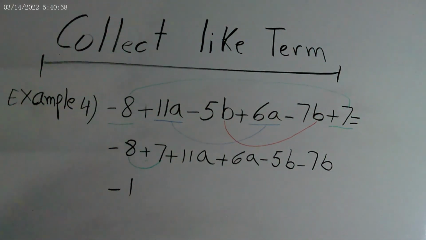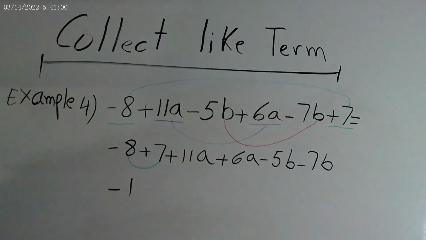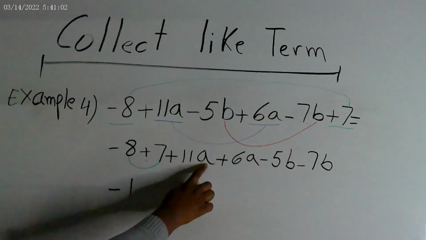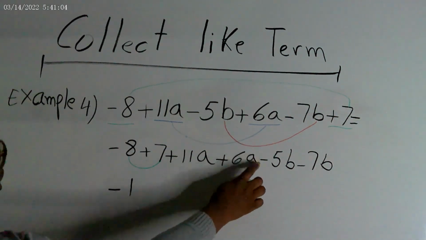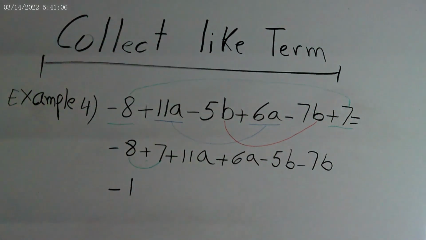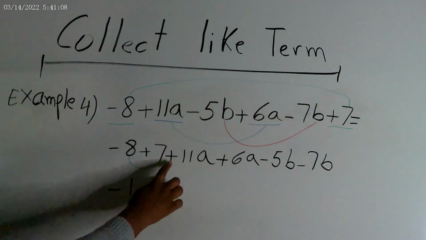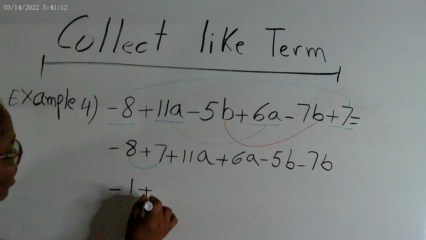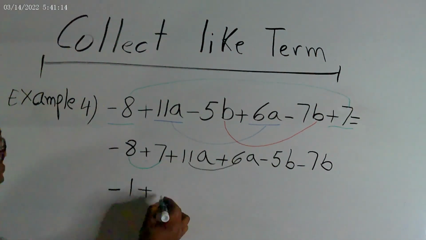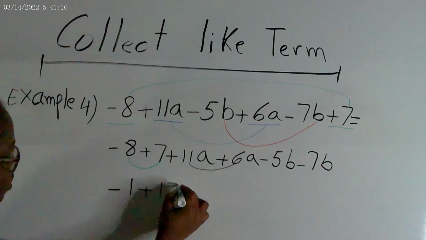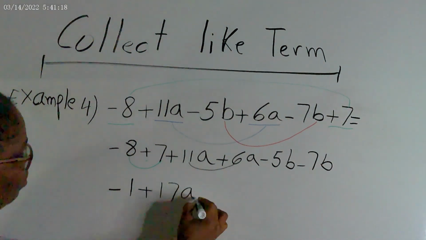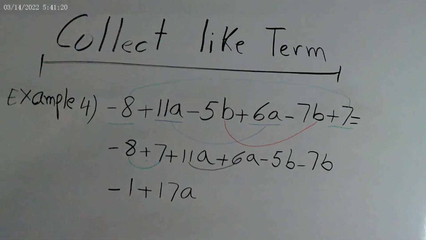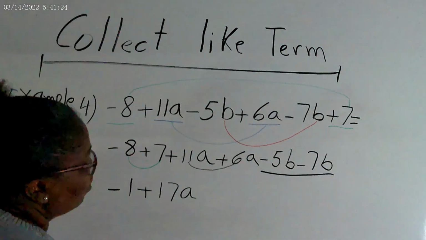Okay, now we are going to do this too. Plus 11a plus 6a, you're going to add them because they are the same sign. Plus, plus. Okay? 11 plus 6 gives you 17. And you keep the variable, which is a. Okay? And then you're going to do this.